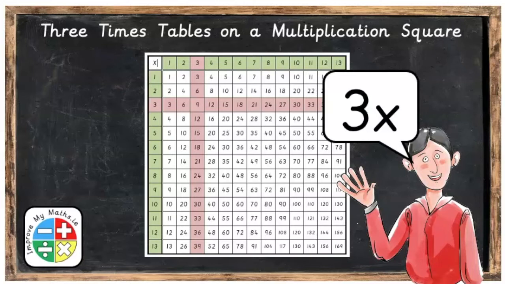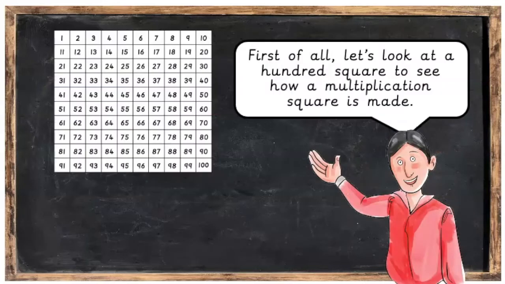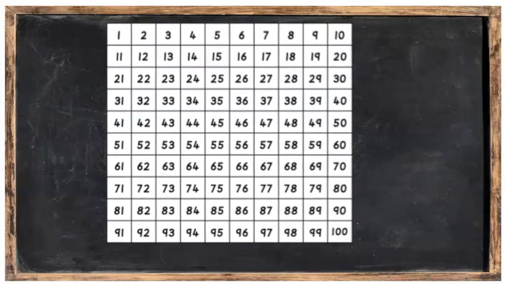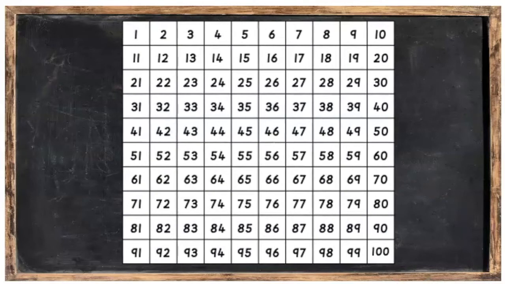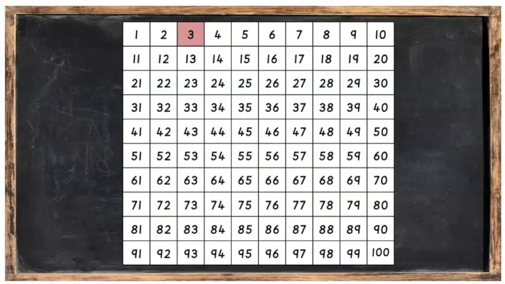Hi everyone, in this lesson we're going to learn how to use a multiplication square to do the 3 times tables. First of all, let's look at a 100 square to see how a multiplication square is made. We're going to quickly count in threes on the 100 square, starting off with 3.